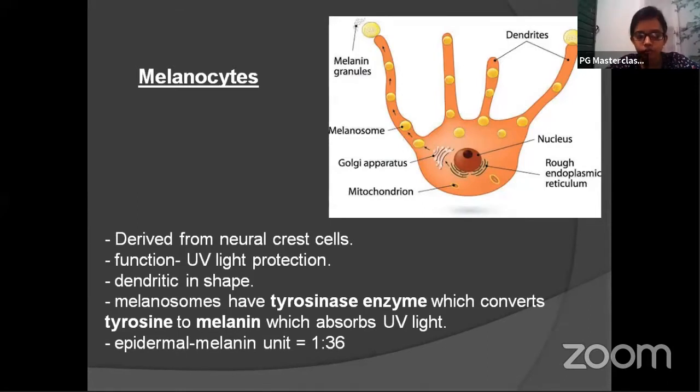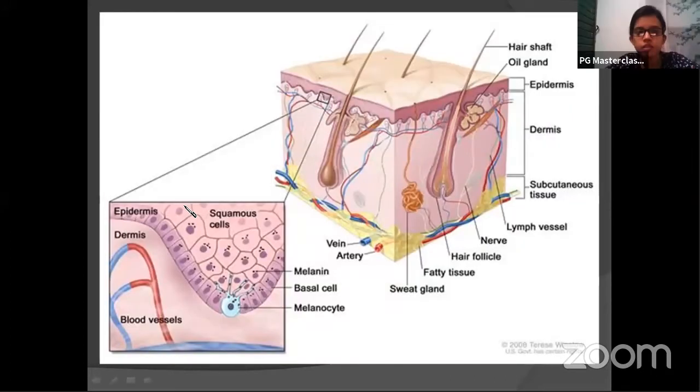Typically, the epidermal melanin unit is 1:36. That means one melanocyte provides melanin to 36 epidermal cells. As we can see in this figure, the melanocytes are present in the epidermis itself and not in the deeper tissue. It's present in the epidermis.